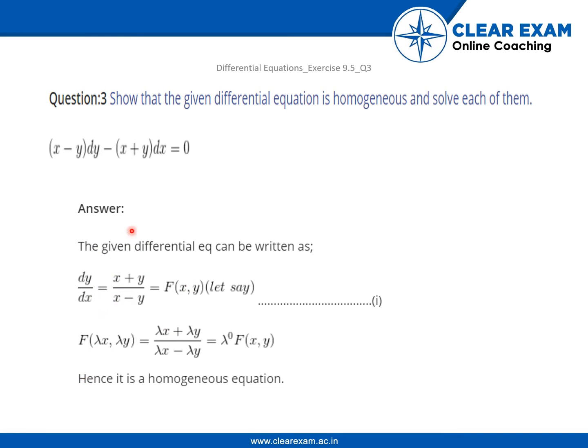Now putting x as lambda x and y as lambda y, f of lambda x comma lambda y will be (lambda x + lambda y) upon (lambda x − lambda y). So the lambda can be taken as common and then it can be cancelled out. So it will be lambda to the power 0 f of x, y. Therefore, it is a homogeneous equation.